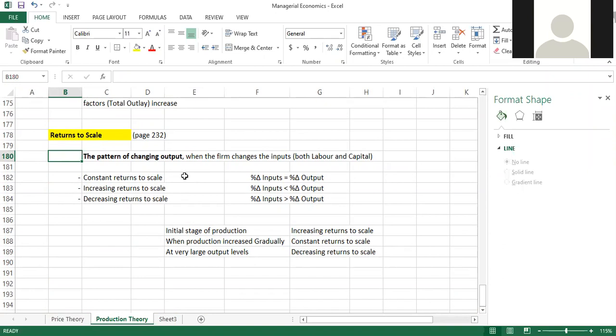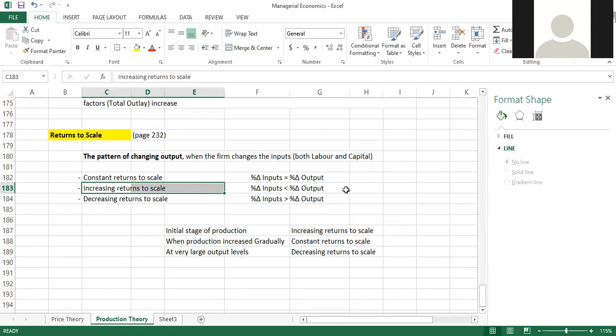So economies of scale is related to which type of return to scale? So the firm will get the benefits of economies of scale under which pattern? Constant, increasing, or decreasing? Increasing return to scale. Yeah, because when there is increasing return to scale, what will happen? When inputs increase, output increases by a large percentage. That means what happens to the cost per unit? The cost per unit decreases, right? So economies of scale are directly related to increasing return to scale.